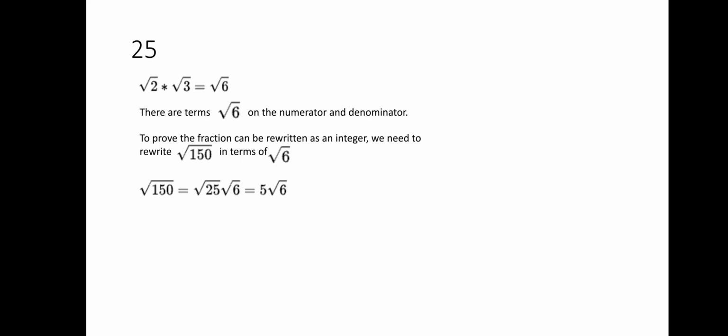So that means we can rewrite the entire calculation as 5 root 6 minus root 6, divided by root 6, and then simplifying all of that would give you 4 root 6 divided by root 6. And then because we have root 6 in both the numerator and denominator, we can cancel them out. So you're just left with 4, which is the answer to this question.